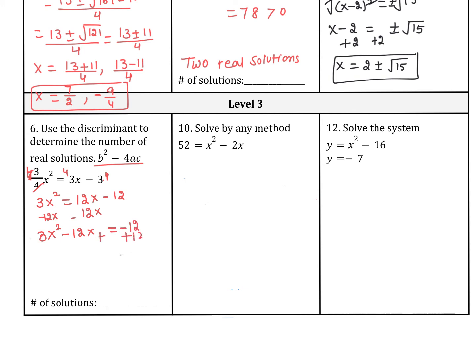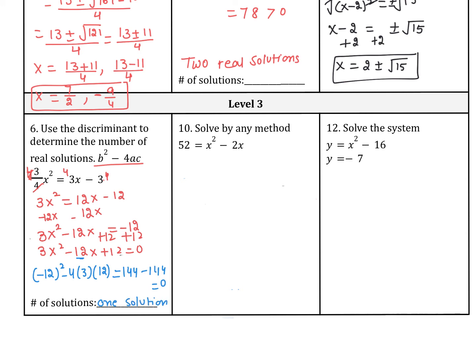When you add 12 on both sides, the equation is 3x squared minus 12x plus 12 equals 0. b squared minus 4ac, this is the formula, so b is negative 12, squared, minus 4 times a times c, and that's going to be 144 minus 4 times 3 is 12, times 12 is 144, equals 0. It means there is one real solution.